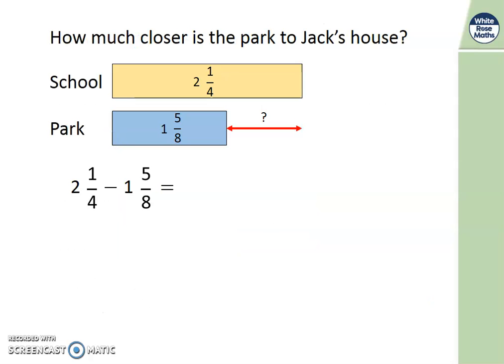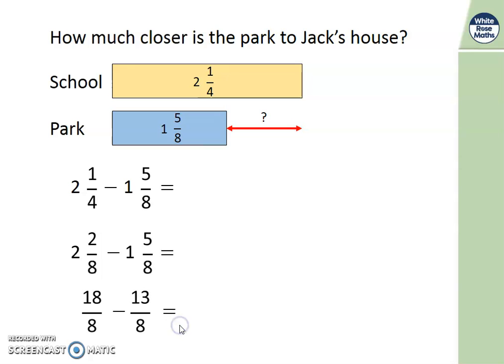Let's have a look at it together. So if I look at 2 1/4, I need to change that into eighths. So it'll be 2 and 2/8. Now I know that 2 subtract 1 is 1, but 2/8 subtract 5/8, I can't do it like that. I'm going to have to break into one of these wholes.